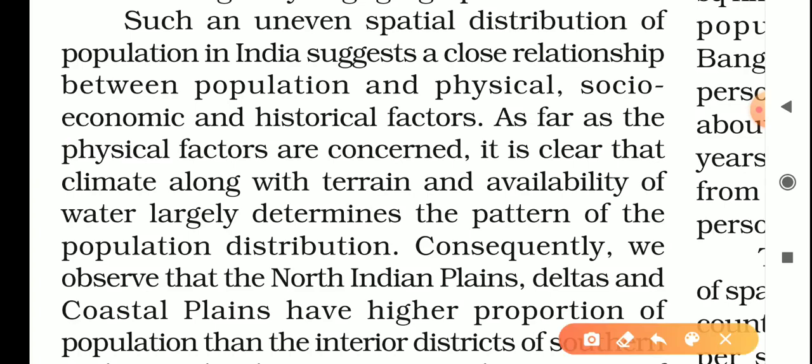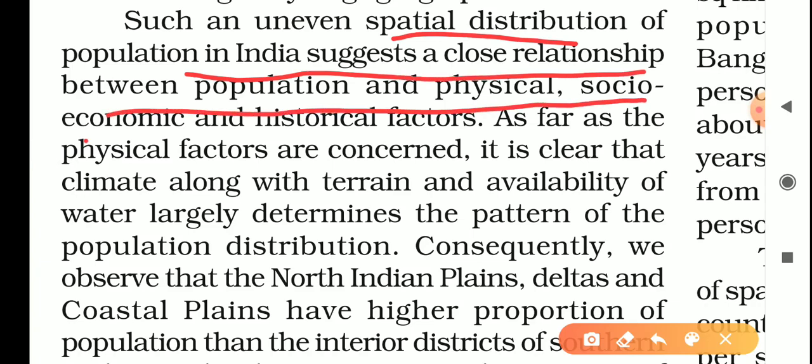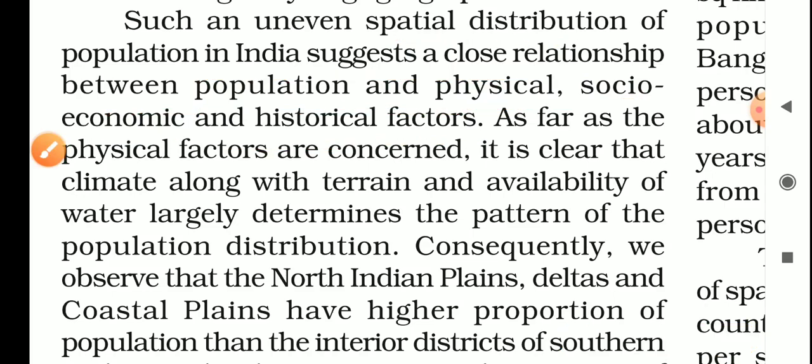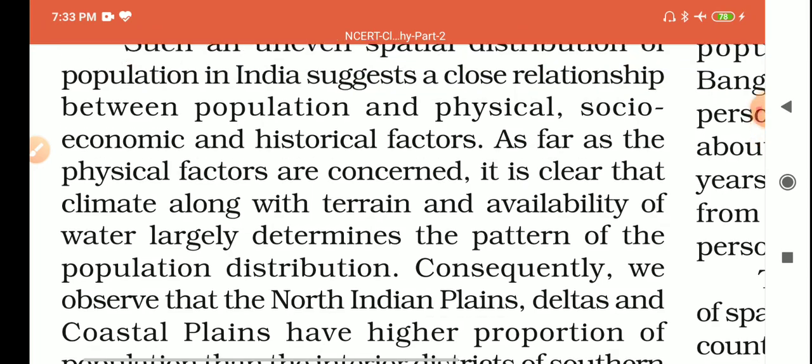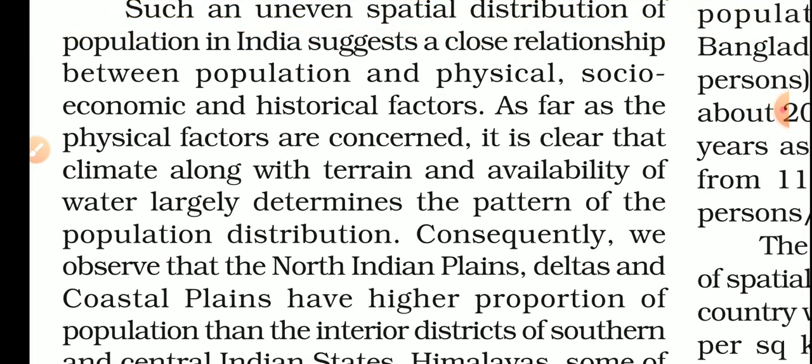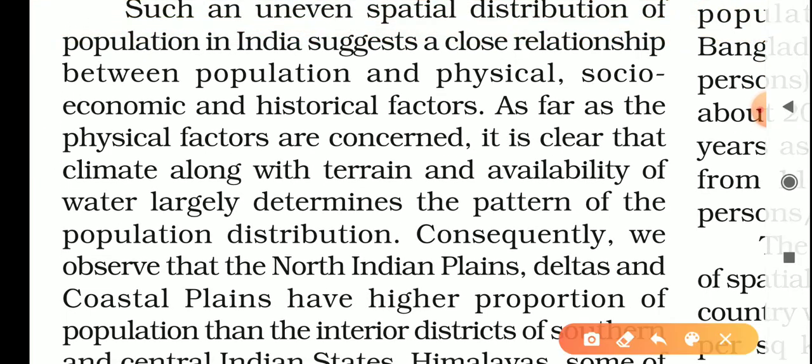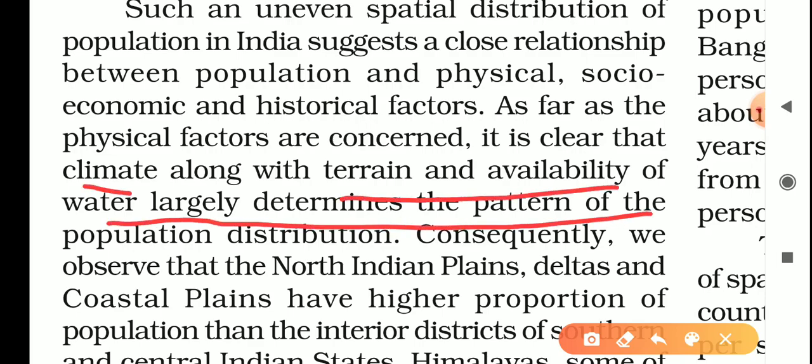Such an uneven spatial distribution of population in India suggests a closer relationship between population and physical, socio-economic, and historical factors. So all these phenomena are related to socio-economic factors, historical factors, physical factors. As far as the physical factors are concerned, it is clear that climate along with terrain and availability of water largely determines the pattern of population distribution.